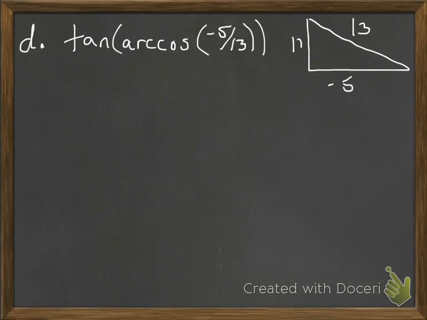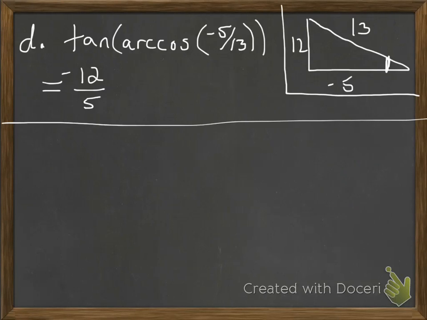Okay. And arc cosine of negative 5 over 13, whatever, that's just this angle. Okay. The tan is the opposite over adjacent. So this is just going to be 12 over 5, and I like to put the negative out in front. Okay, that's it. Okay, let's do one more.